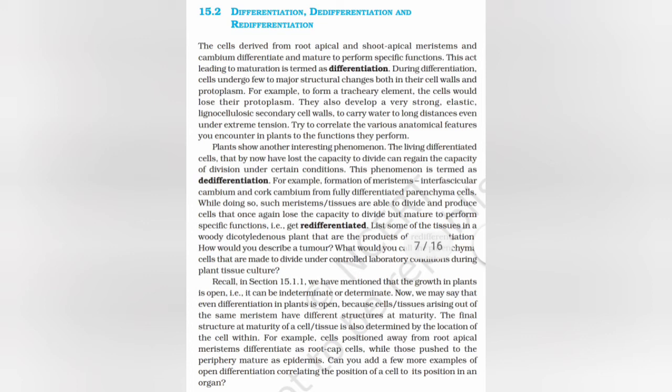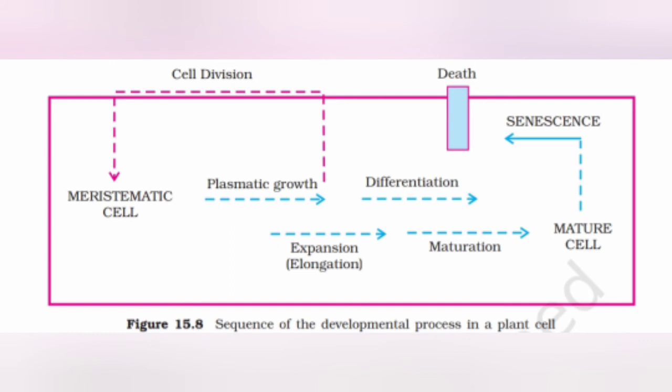Then dedifferentiation: if the differentiated cells again start dividing, neglecting their function, then the process is known as dedifferentiation. The dedifferentiated cells divide and then again start differentiation. Since this is the second time they are differentiating, they are said to be redifferentiated. So these three terms play a very important role in plant growth and development.